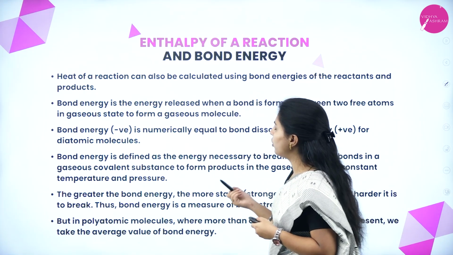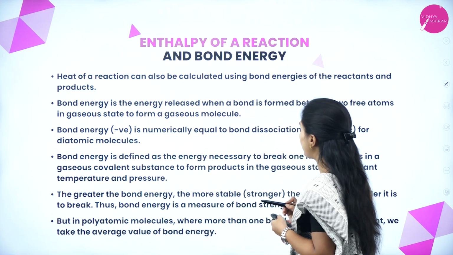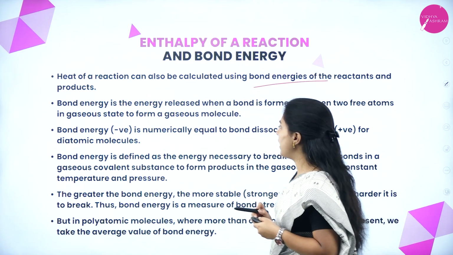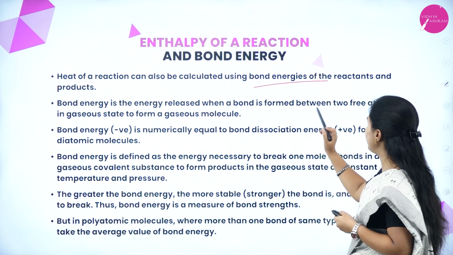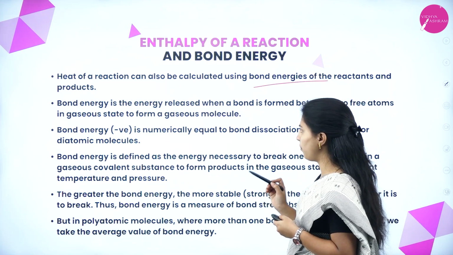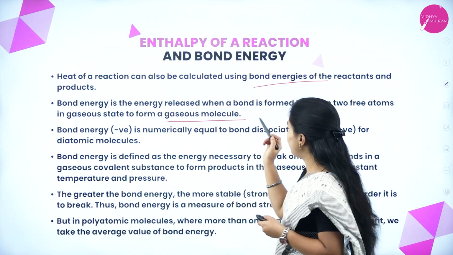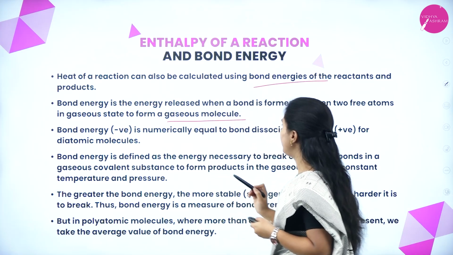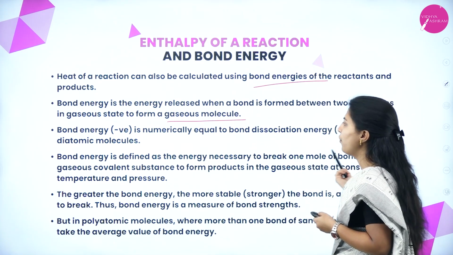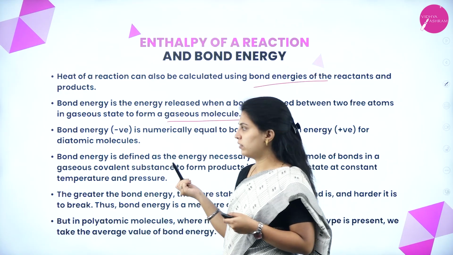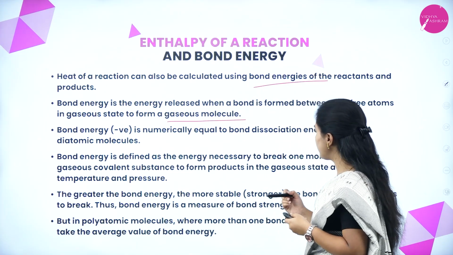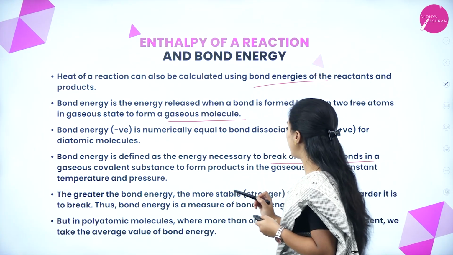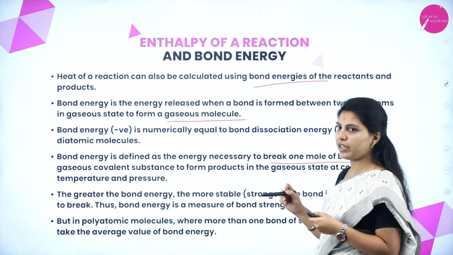Enthalpy of a reaction and bond energy. Heat of a reaction can also be calculated using bond energies of the reactants and products. Bond energy is released when a bond is formed between two free atoms in a gaseous state to form a gaseous molecule. Bond energy is numerically equal to bond dissociation energy for diatomic molecules. Bond energy is defined as the energy necessary to break 1 mole of bonds in a gaseous covalent substance to form products in the gaseous state at constant temperature and pressure.